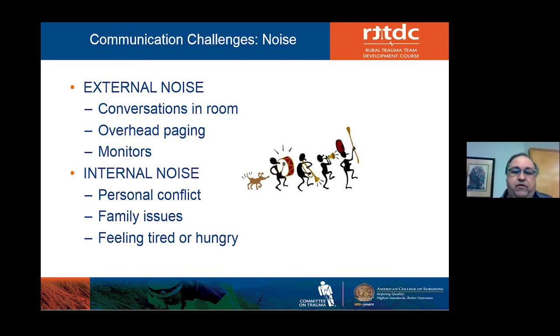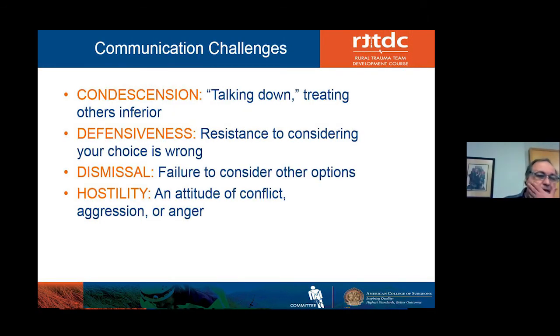External noise in the room can overwhelm you: overhead pagers, monitors, beeps, and everything else. Internal noise, personal conflict: I'm not sure that I should speak up. I mean, he's been mean to me so many times, I don't want to say anything. Or other things that are going on, or just the fact that you've been up all night and haven't eaten. All these things get in the way of appropriate, effective communication. We just need to realize those things. Once we recognize them, they're fairly simple to overcome.